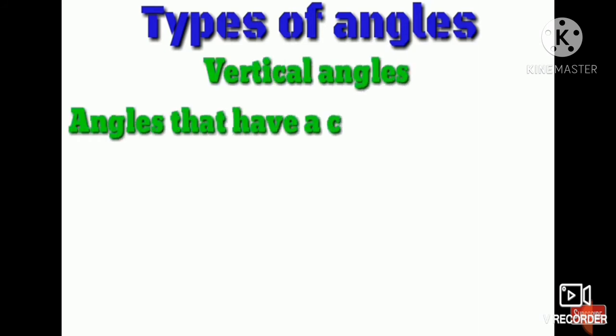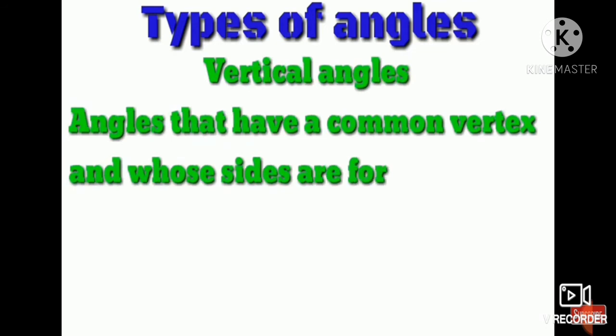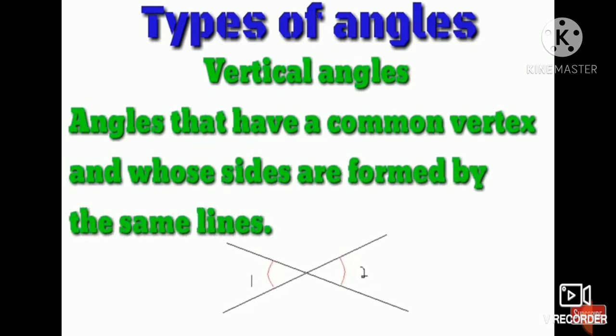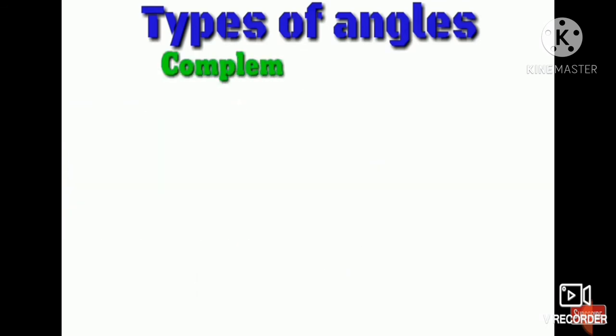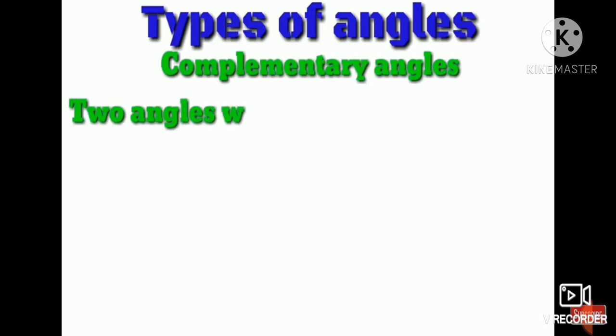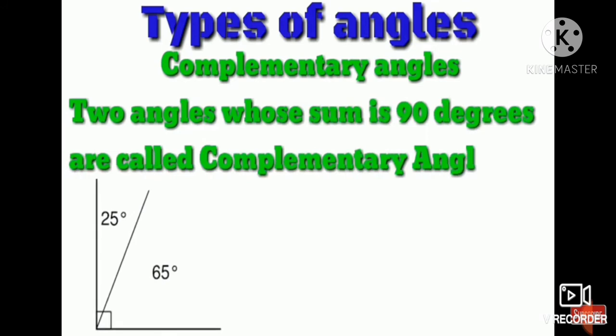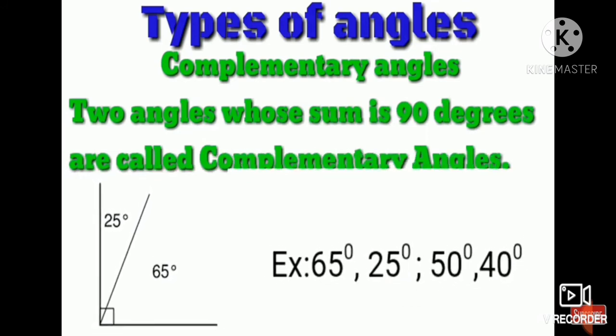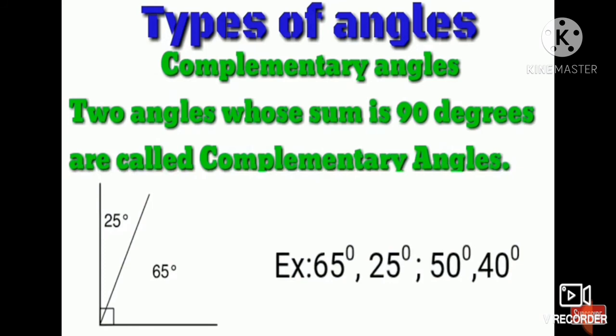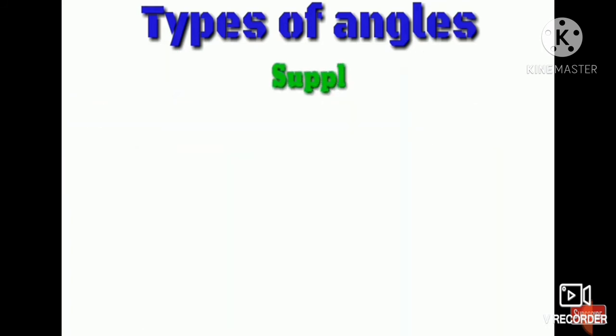So vertical angles: the angles that have a common vertex and whose sides are formed by the same lines are called vertical angles. So these angles have one common vertex between the angles. The next one is complementary angles. Two angles whose sum is 90 degrees are called complementary angles. So these two are complementary angles. Just find the sum of these two, 65 degrees plus 25 degrees, that is exactly 90 degrees. Those two angles are called complementary angles.